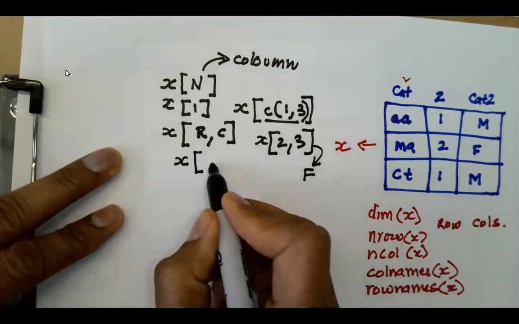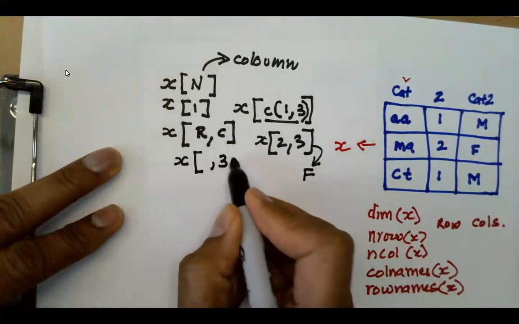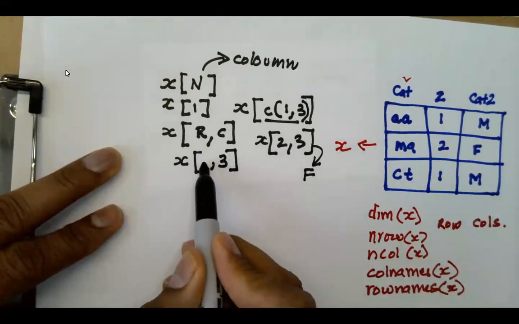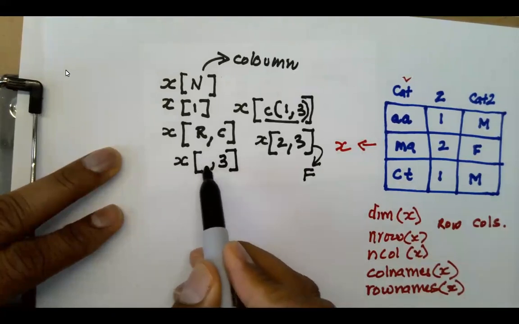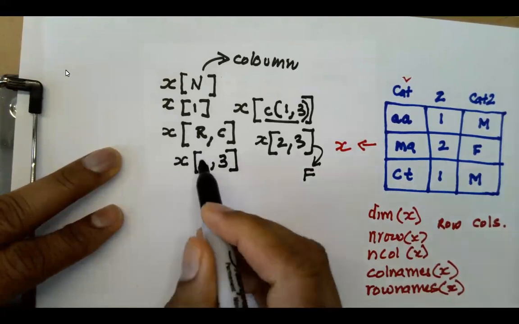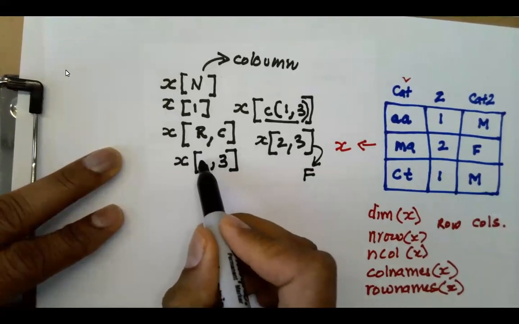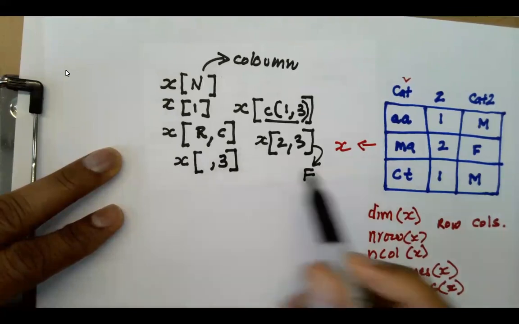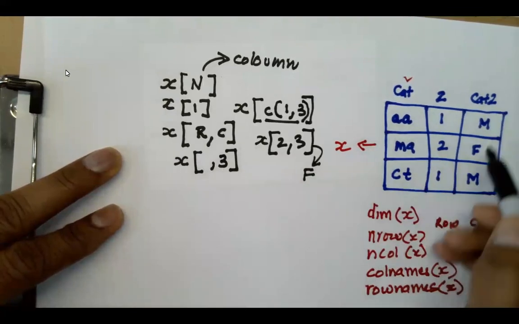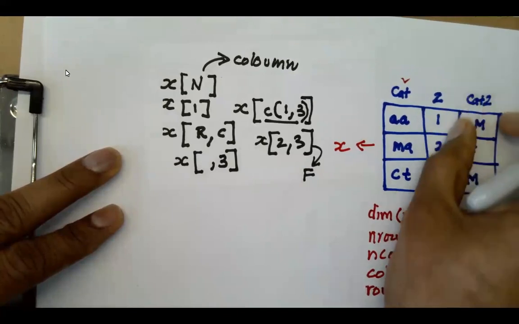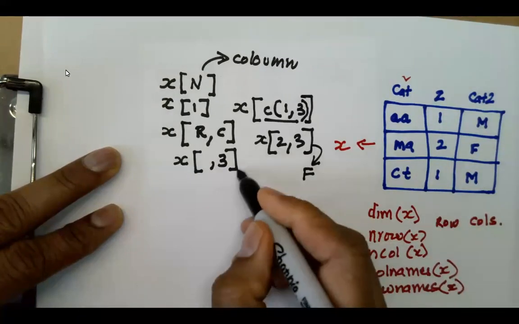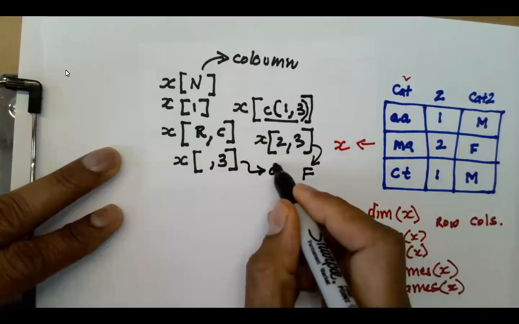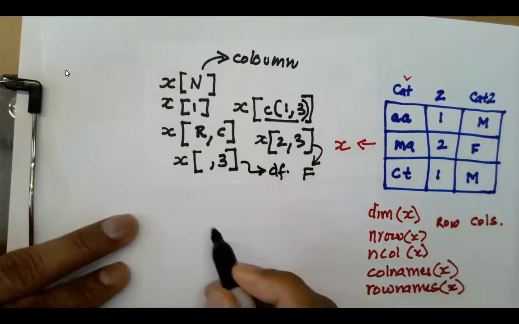Sometimes, and you will mostly encounter something like this, let's say comma 3. Ideally the first value should have been the row, but there is nothing there. What it means is you would like to take all the rows. A missing row value basically means all the rows, but the third column. So in that case, all the rows and the third column, essentially you are picking up only the last column, and the output of this one would be a data frame.